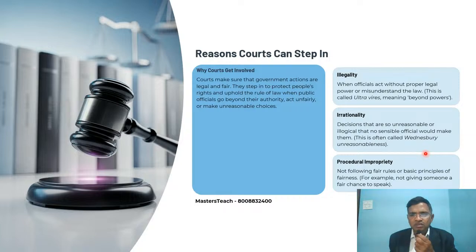Then procedural impropriety, that means not following the fair rules and regulations, the basic principles of the constitution, fairness. For example, not giving someone a fair chance to speak. If only the government speaks on one side, that is not acceptable, which is called procedural impropriety. So these are the reasons for the court to step in: illegality, irrationality, and procedural impropriety.